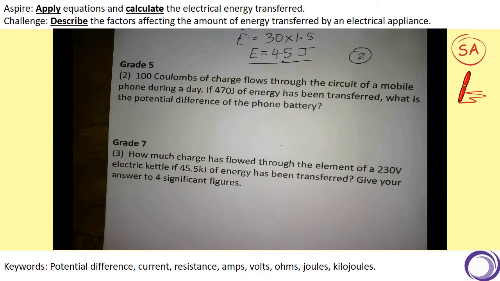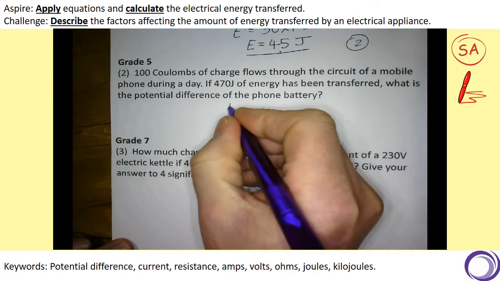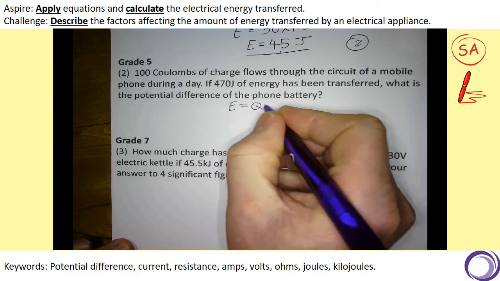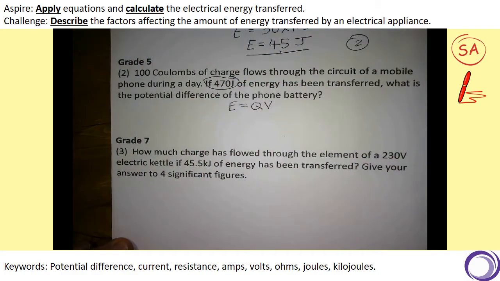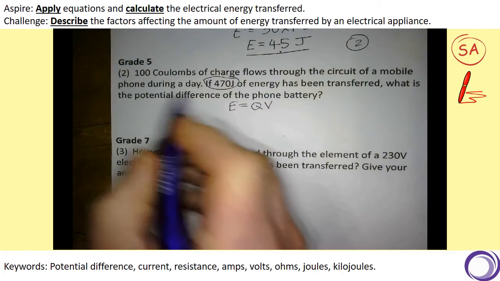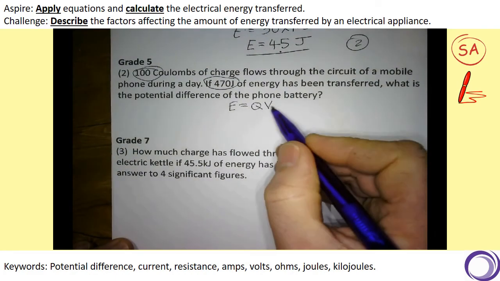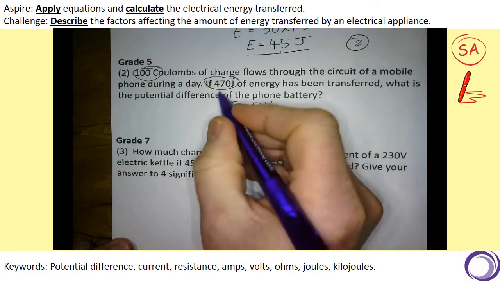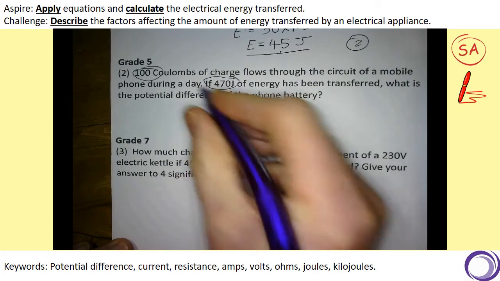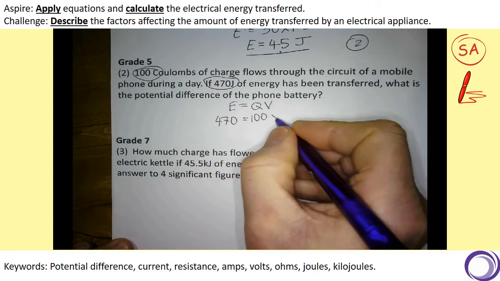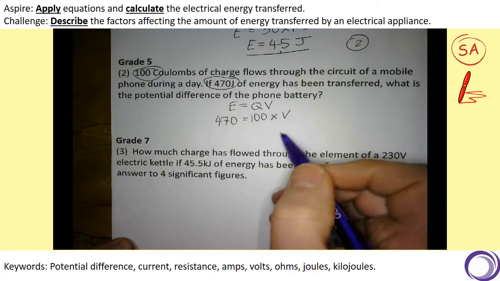Bit more tricky, there's a little bit of moving around for this one, but we'll follow the same rule. Write the equation down. Everyone quit vaping. We know what the energy is, 470 joules, and we know what the charge is, 100 coulombs. This time we're trying to find the potential difference, the voltage. So underneath, energy 470 equals the charge 100 times V. Don't know what V is, it's 1 mark, substituting that in.